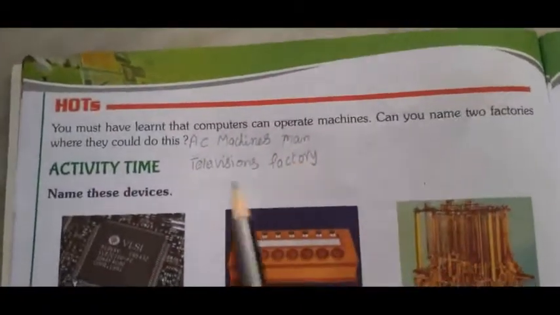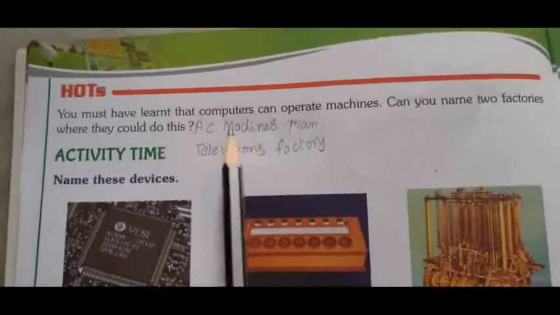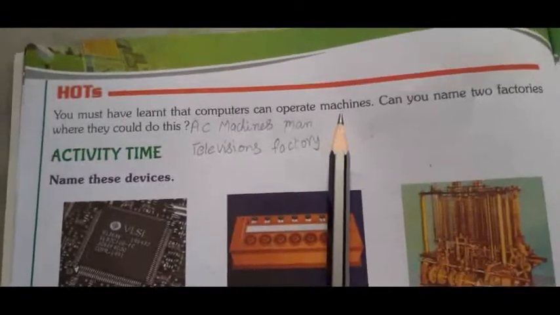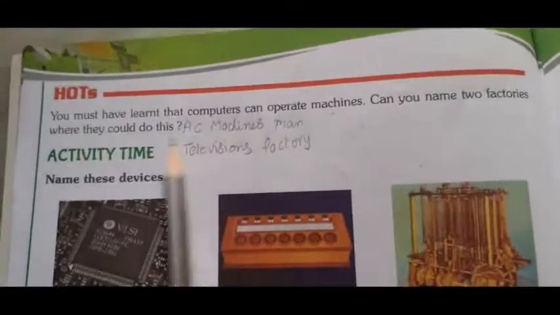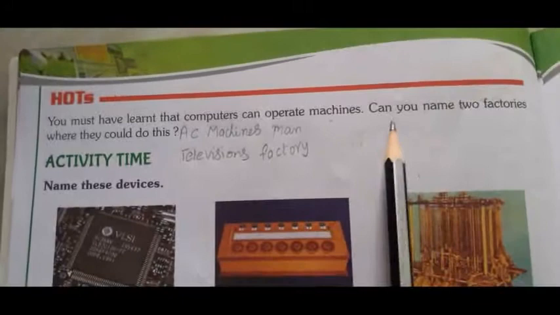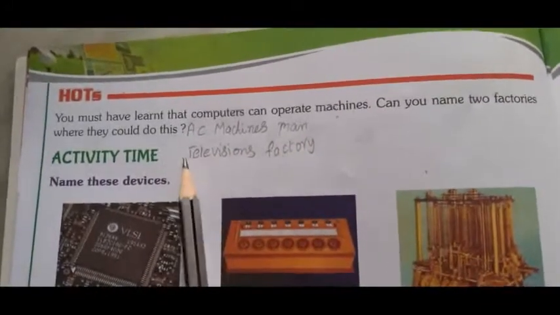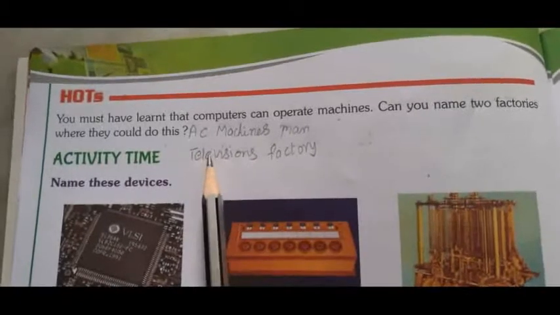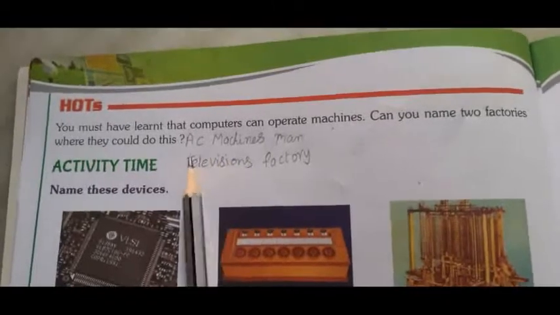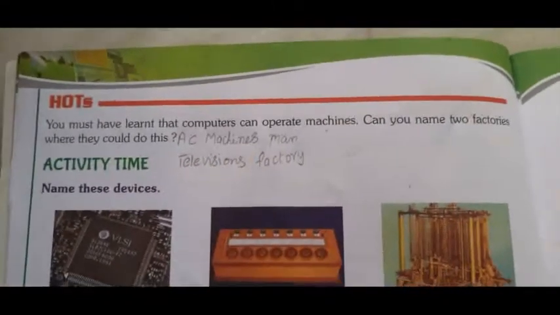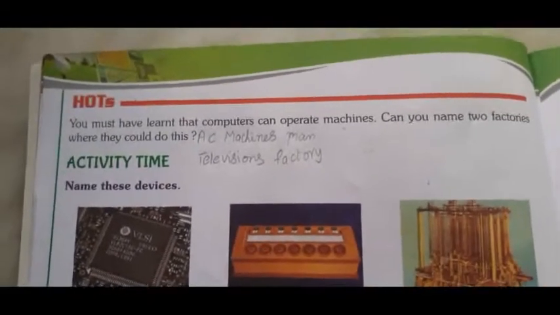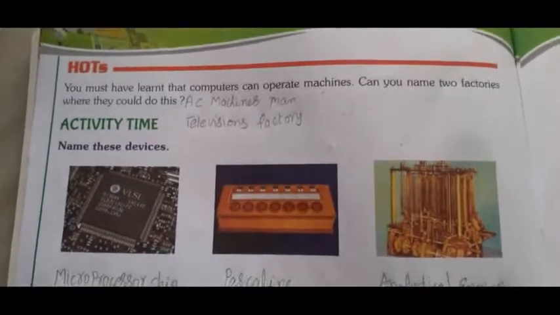Hearts. You see children, you must have learned that computers can operate machines. Okay, we learned already computer operate machines. Can you name 2 factories where they could do this? Any 2 factories where the machines will work by using the computers. So which factories will we use? So many. AC machines, televisions factory, and all factories. Any 2 factories you can write. Chocolate factory, biscuit factory. There the machines also work with computers only.